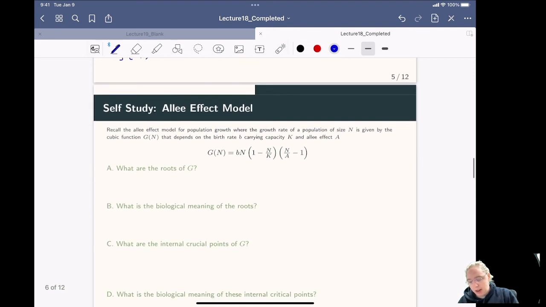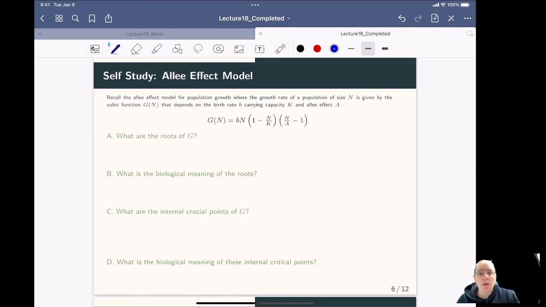And with that, I'm going to leave you with the self-study module, which we've talked about numerous times, where you're going to take this function that we've talked about before, and you're going to characterize it using the first and second derivatives. All right, see you in class.